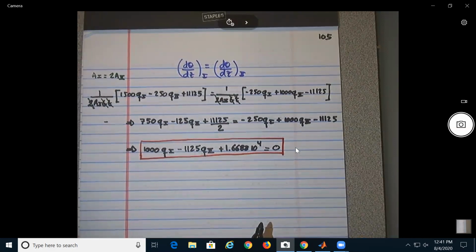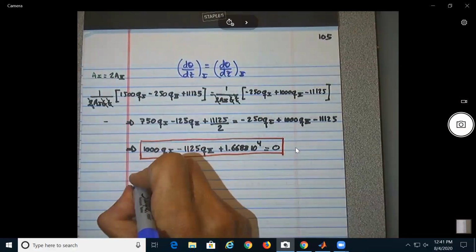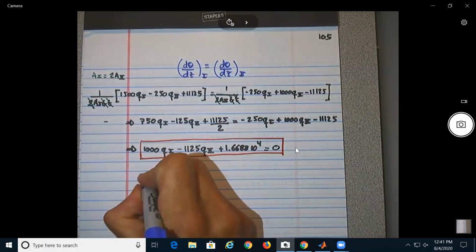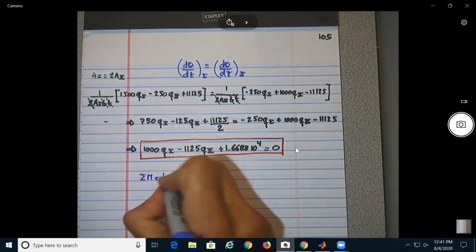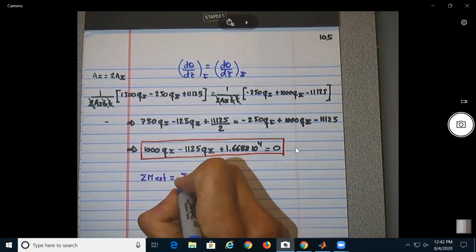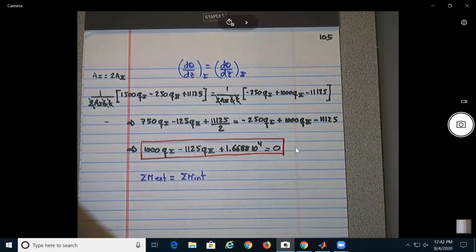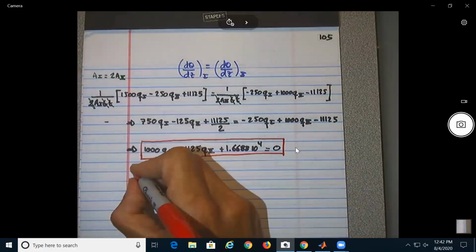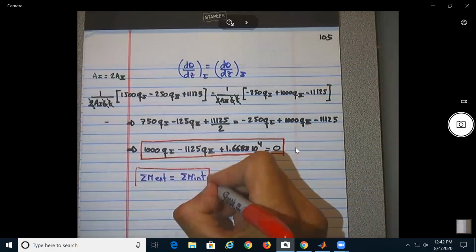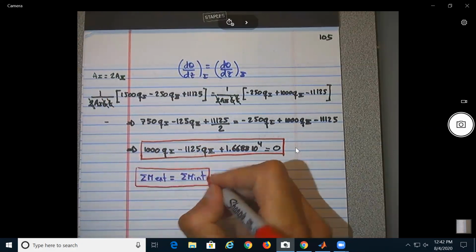All right, so now we need to find the second equation. In order to determine the second equation, what do we need to do? We do summation of moments of the external forces, which needs to be equal to the moment created by the internal forces.